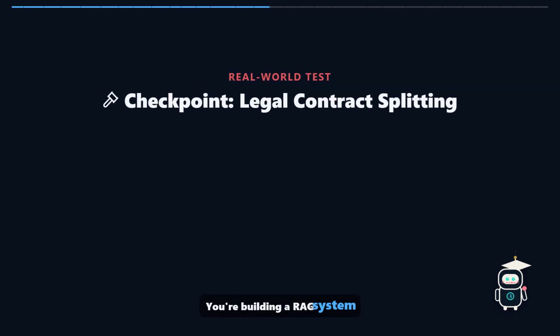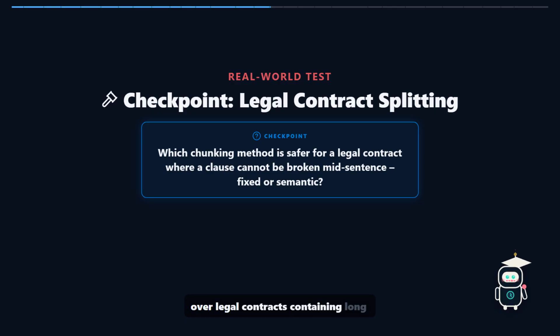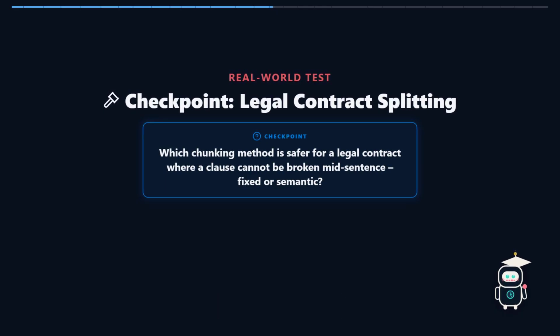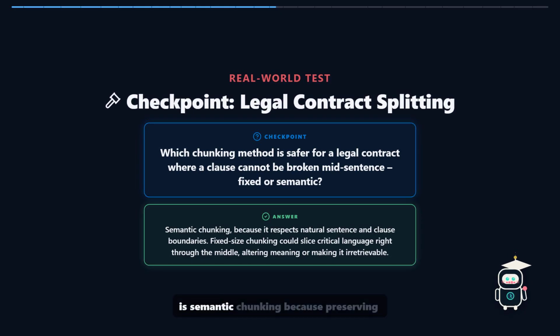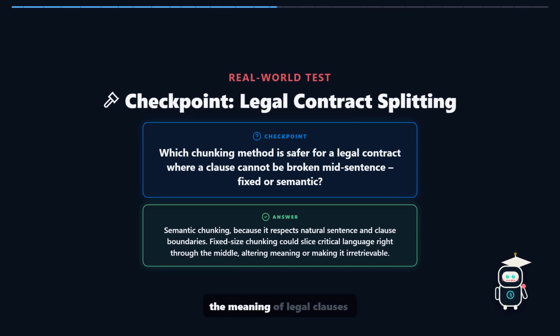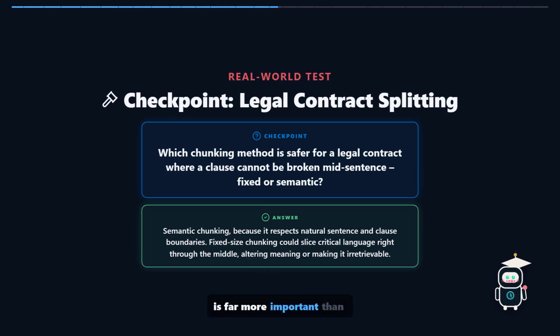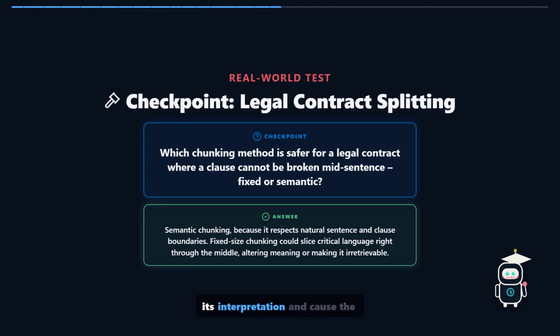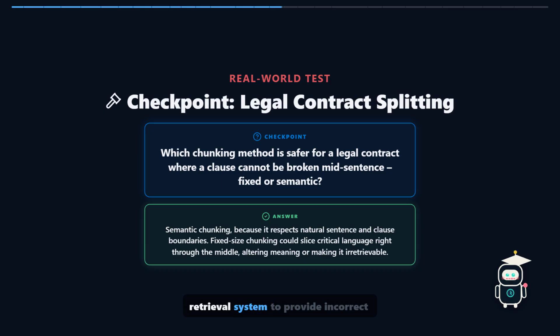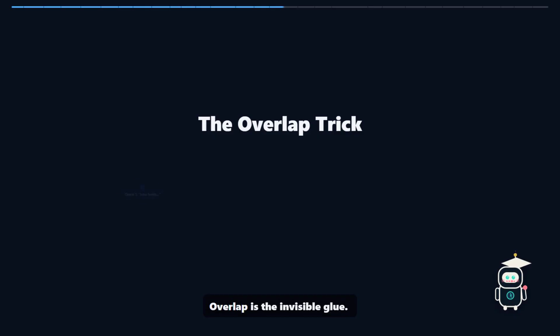You're building a RAG system over legal contracts containing long clauses with critical wording such as "shall not be liable." Which chunking strategy should you choose? Take a moment to think about it. The answer is semantic chunking, because preserving the meaning of legal clauses is far more important than maintaining a fixed character count. Splitting a sentence in the wrong place can completely change its interpretation and cause the retrieval system to provide incorrect information.